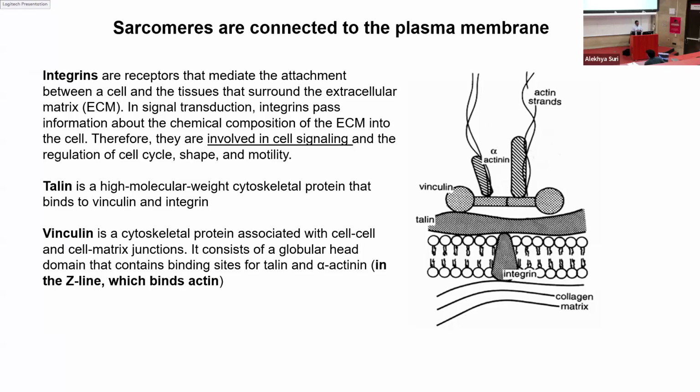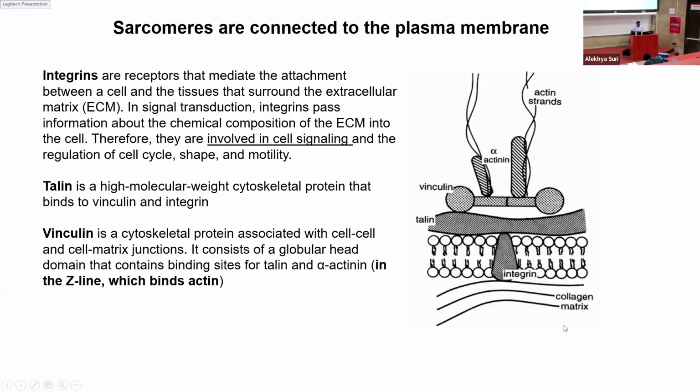And the sarcomeres are also connected to the plasma membrane. So, we have seen the cell-to-cell communication through the intercalated disc, but the sarcomeres are also connected to the extracellular matrix through the plasma membrane, or the sarcolemma. There are several mechanisms by which it communicates with the extracellular matrix. So if you give any kind of stress to the extracellular matrix, it will be transmitted to the cardiac myocytes, and then the myocytes will contract accordingly.